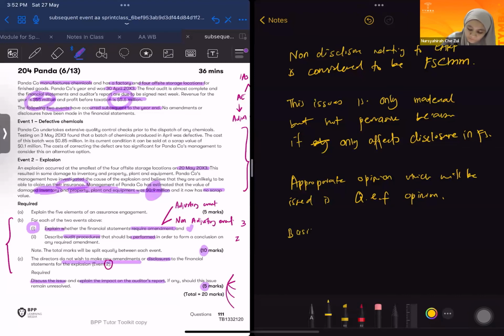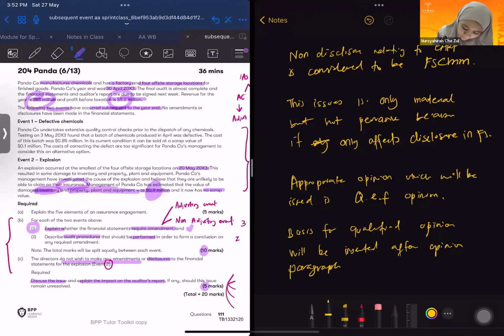Then the next sentence is that a basis for qualified opinion paragraph will be inserted after the opinion paragraph to further explain the non-disclosure. So stop. I think this is 5 marks. If not 5 marks, then it is 4, which is more than enough for you to get a strong pass. Done. This is how you answer a subsequent event question.